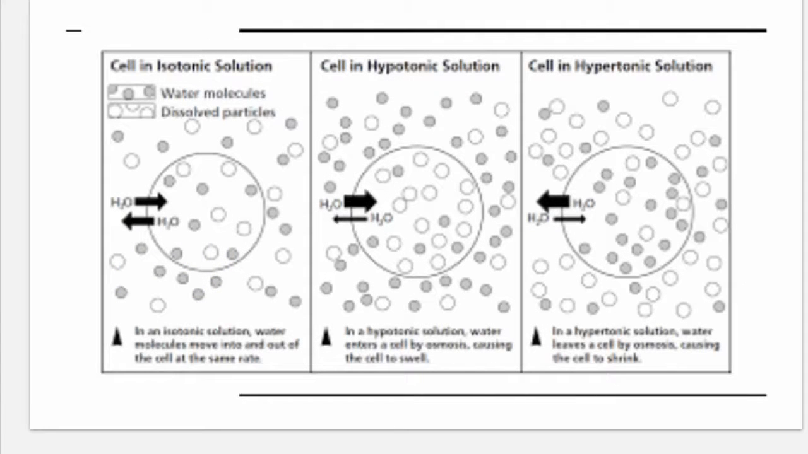In this diagram, you can see that the isotonic solution has the same amount of water moving in and out of the cell, while the hypotonic solution has more water coming in than going out, while in the hypertonic solution, more water leaves than enters.